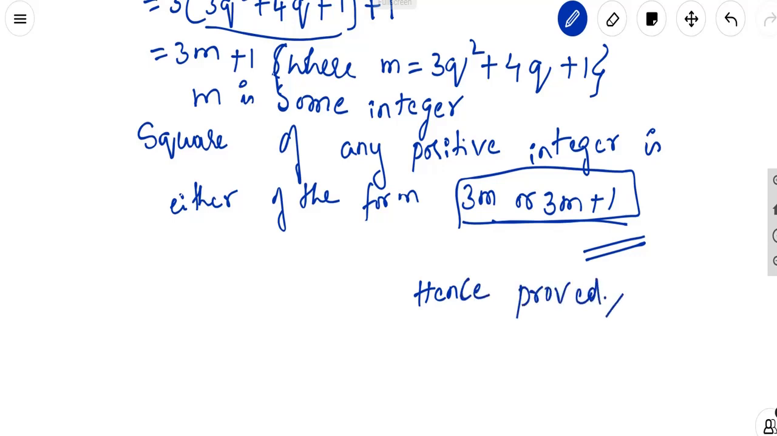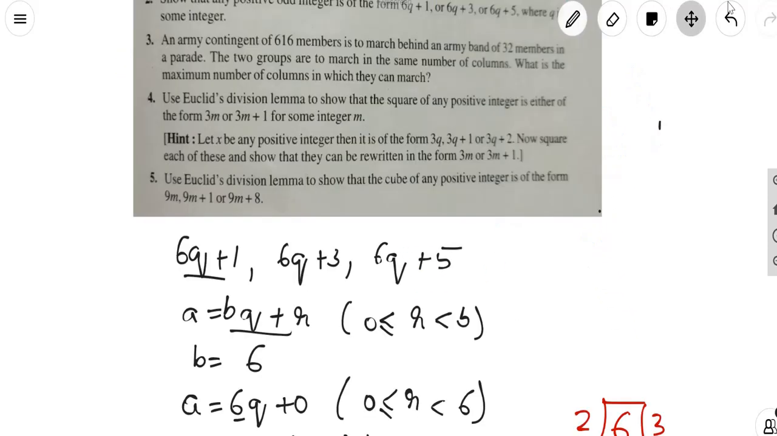Hence proved. I hope you people have understood this problem. It is easy. It is a little bit lengthier, but it is very easy. And you should know the formula of (a plus b) whole square. Okay, so the last problem in this exercise is problem number 5.